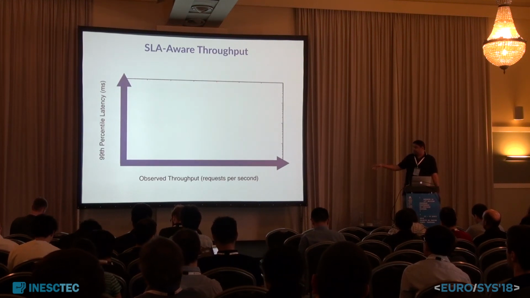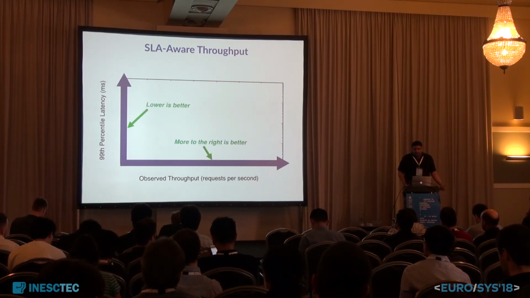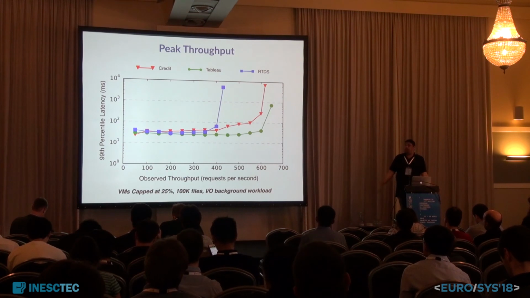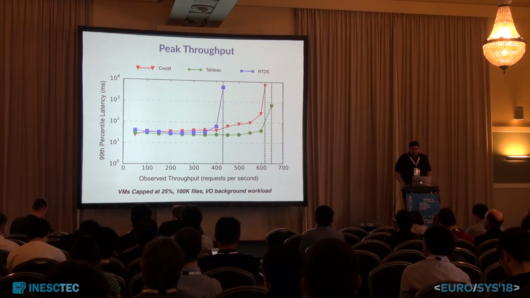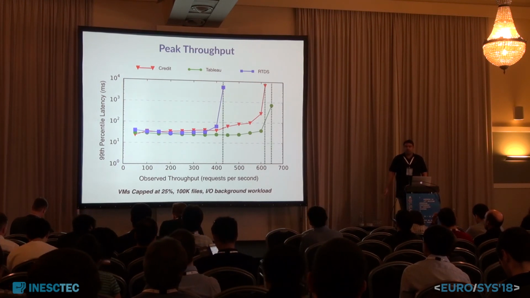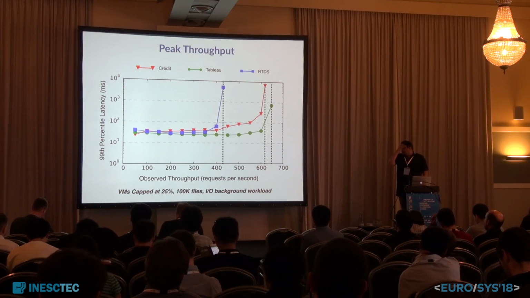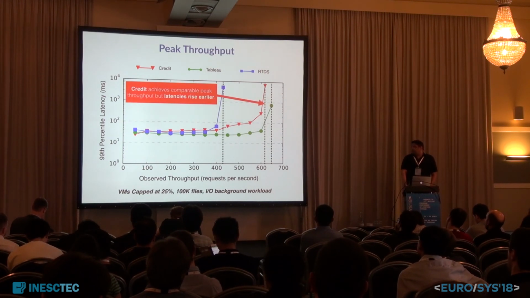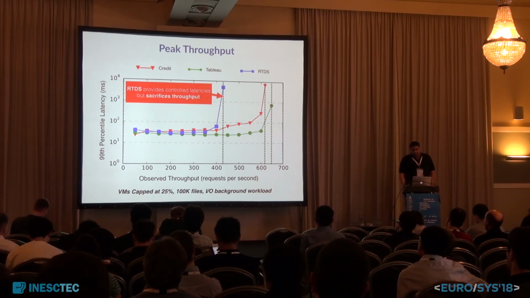Okay, so again, I'm going to show this graph where on the x-axis we have the observed throughput, y-axis the 99th percentile latency. And again, lower is better, more to the right is better. Here we care about 2 metrics, peak throughput and SLA-aware throughput. I'm going to talk about peak throughput first. Peak throughput is the maximum throughput you can achieve regardless of the latency that you're willing to tolerate. And here we see that Tableau actually achieves the highest peak throughput. Credit is quite comparable in peak throughput, but its latencies begin to rise much sooner. And RTDS, of course, has significantly lower throughput.